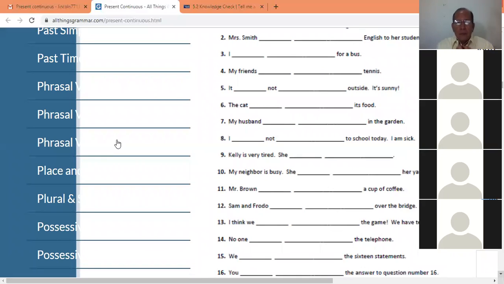Mr. Brown is. What do you do with the coffee? Mr. Brown is drinking a cup of coffee. Okay. Next one.